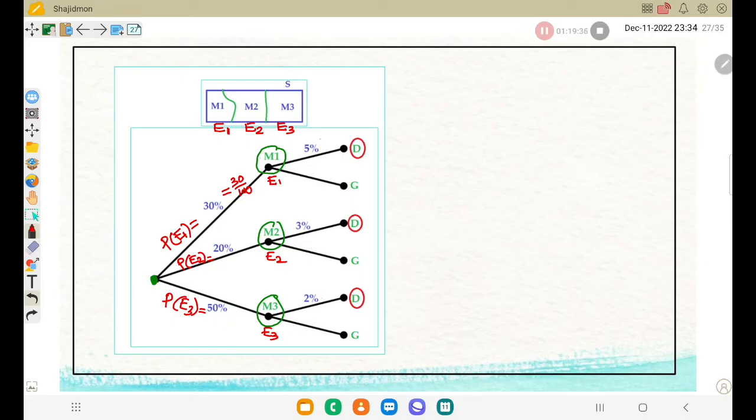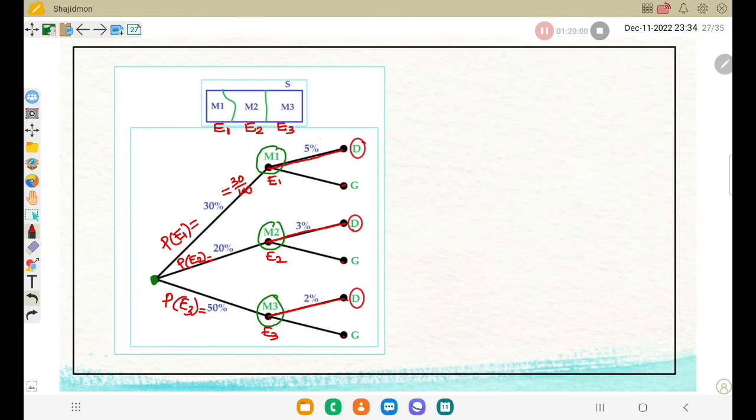Now, actually machine number 1, maybe defective bolt will be there, good bolt will be there. Machine 2 also defective will be there, good bolt will be there. Machine 3 also defective will be there, good will be there. How much defective percentage? We are concentrating only defective bolt, correct? 5% defective, machine number 1. Machine 2 3%, machine 3 2% defective, correct?